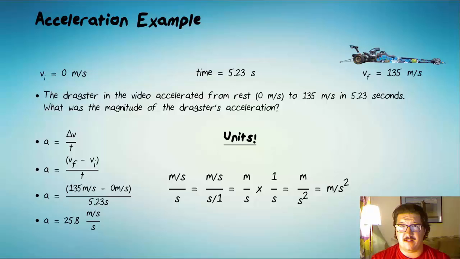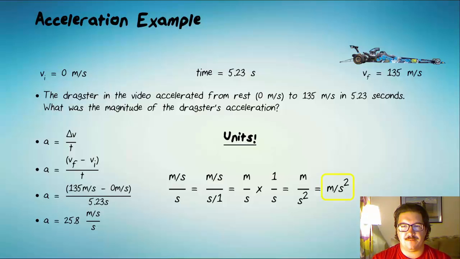But I like meters per second per second because it kind of describes more what happened. So the dragster started off at 0 meters per second, and then each second it gained 25.8 meters per second of velocity. So after 1 second, it was going 25.8 meters per second. After 2 seconds, it was going 51.6 meters per second. And you could just keep adding 25.8, well, at least 5 times, and then, there's a little bit more.